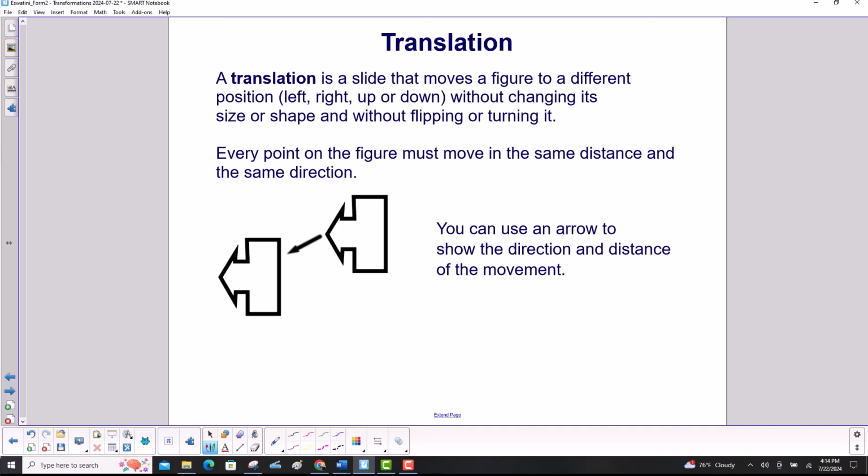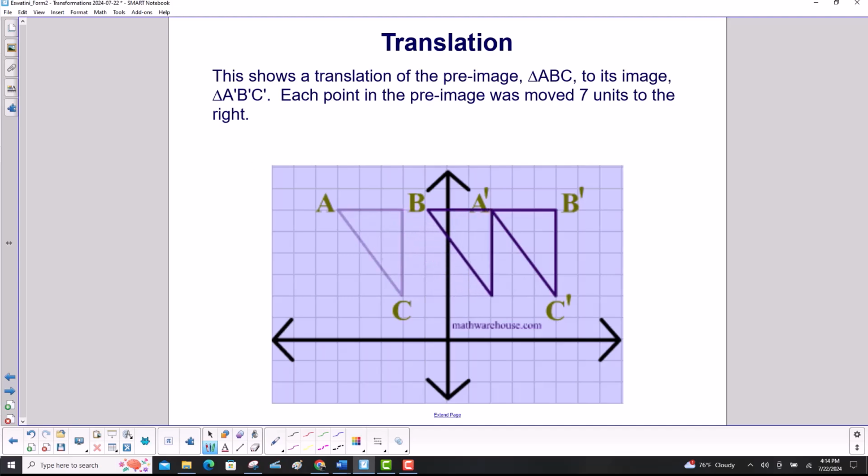A translation is a slide. That means it's sliding in this direction here. It moves a figure to a different position, which can be left, right, up, or down, without changing its size or shape and without flipping or turning it. Every point on the figure must move the same distance and the same direction. You can use an arrow to show the direction and distance of the movement. This shows a translation of the pre-image, which is triangle ABC, to its image A prime, B prime, C prime. Each point in the pre-image was moved 7 units to the right.